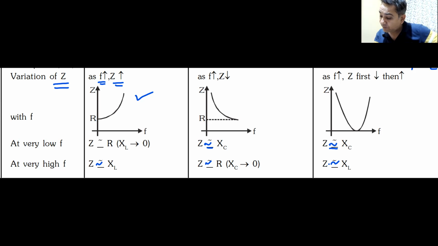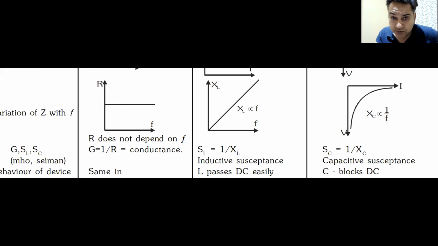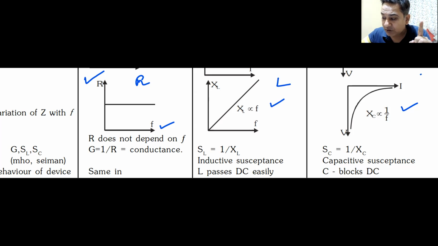Let me see if I have the graph here. So I'll show you the graph again. See here. Graph. Most important aspect, graph. For a purely resistive circuit, the graph of R with frequency is a straight line. The graph does not change. For XL, it is a straight line like this. For XC, it was like this. Remember these graphs. This was pure R, this was pure L, and this was pure C.